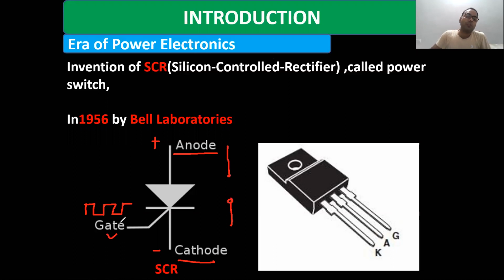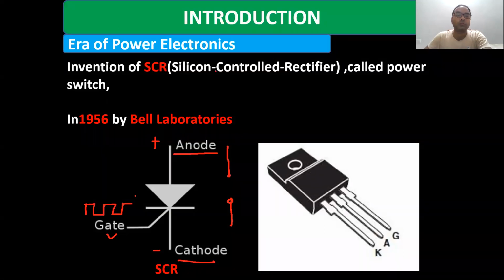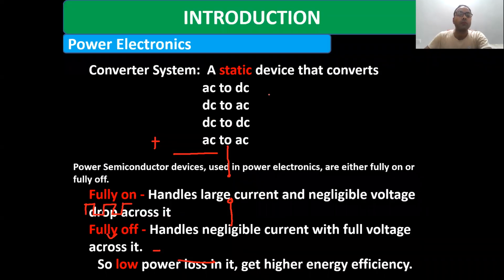So depending upon the pulses provided on this terminal, we can turn this SCR on and off. And in an SCR we can control the total on duration as well as the total off duration. Now there are different components, or static converters, that we are using here.